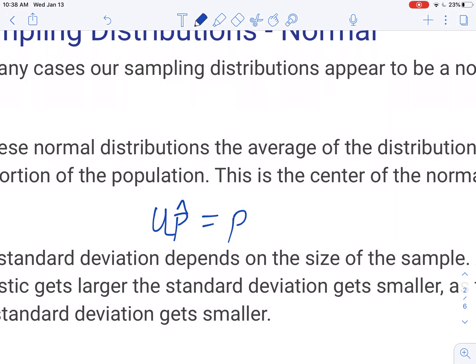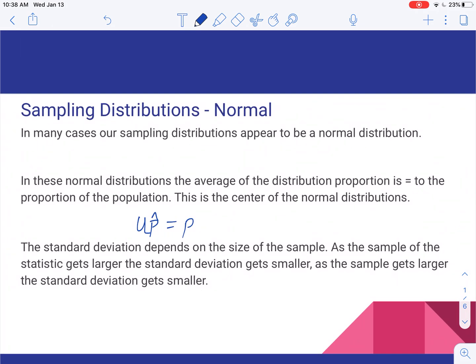If we have the mean of our sampling distribution equal to the proportion of the variable we are looking at in the population, then we are said to have this unbiased estimator. So we're assuming in these normal distributions that the mean of our sample proportions, as we take all those proportions, average them out, and figure out our average proportion, should be equal to the proportion of the population. It should be an unbiased estimator. And this is the center of the normal distributions. This is the average for those normal distributions we're going to use.